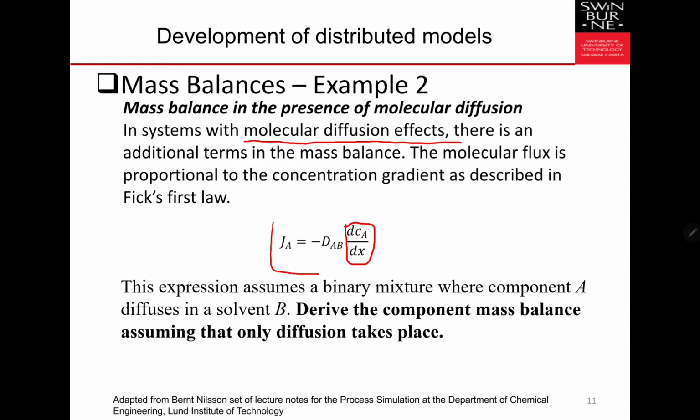This equation is what we call Fick's first law. And this Fick's first law is only valid for a binary mixture where the component A diffuses in a solvent B. Before we derive the component mass balance, we need to discuss a little bit the concepts behind Fick's first law.